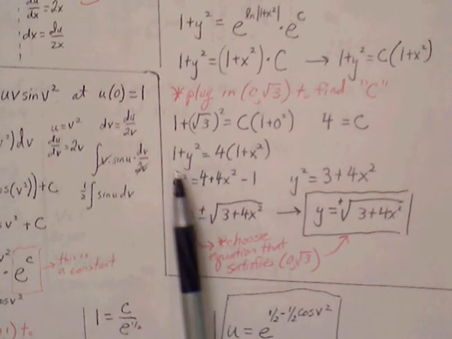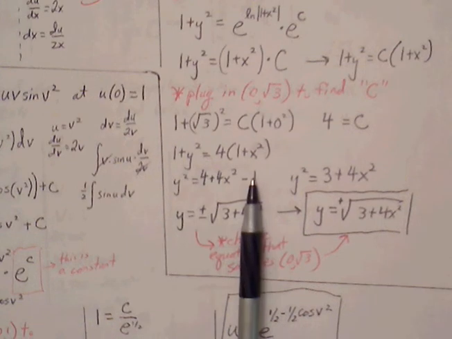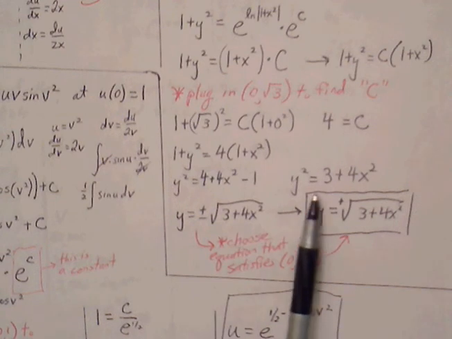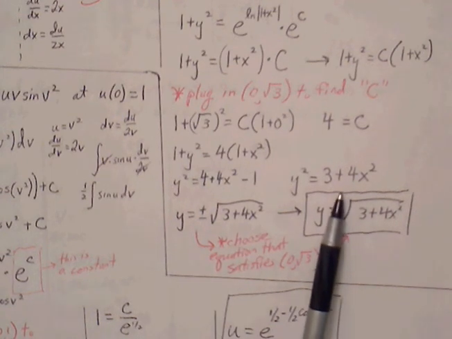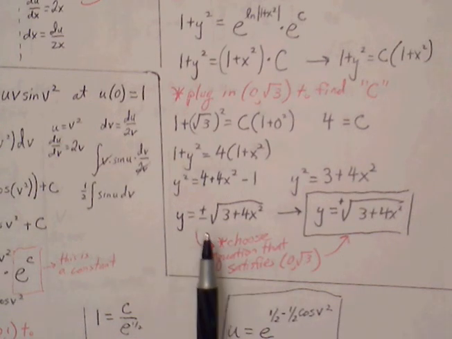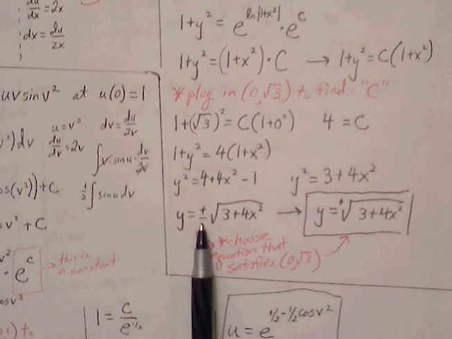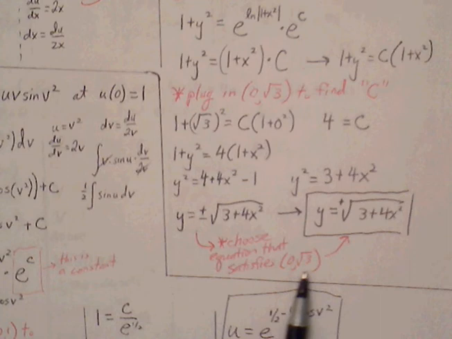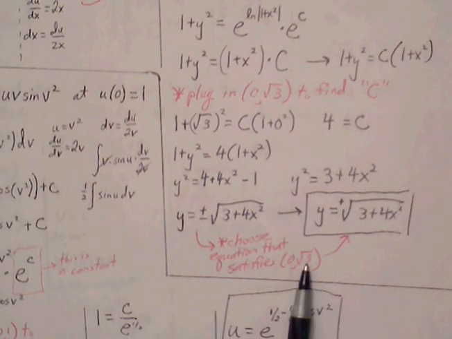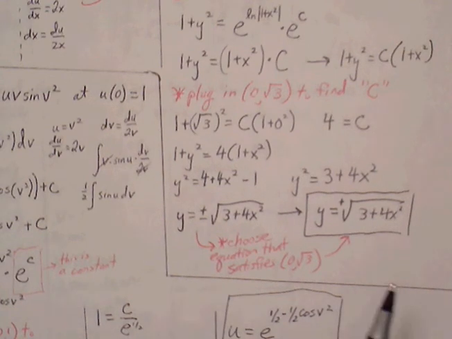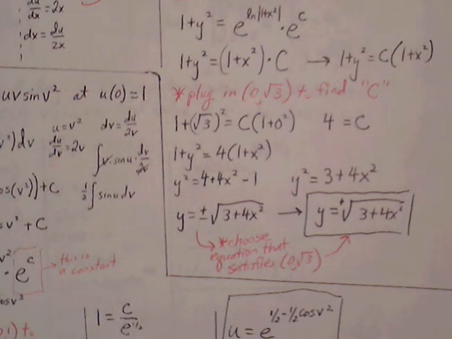We still need to solve for y, so step by step, we're going to subtract 1 from both sides. I'm going to distribute the 4 through on the right. Combine like terms, 3 plus 4x squared. Take the square root of both sides, so y is equal to plus or minus the square root of 3 plus 4x squared. And again, we're left with two separate functions. We have to decide which one satisfies the ordered pair (0, root 3). So we test both of them, and we see that it's going to be the positive one that will hold true for this ordered pair. So our specific solution is therefore y equals the positive square root of 3 plus 4x squared.